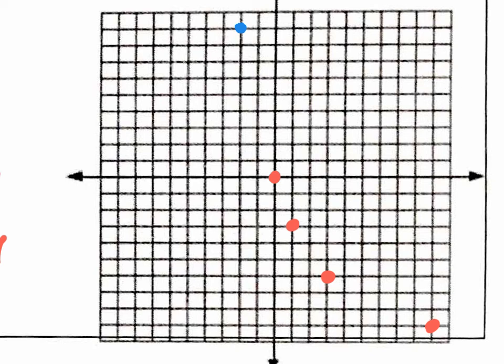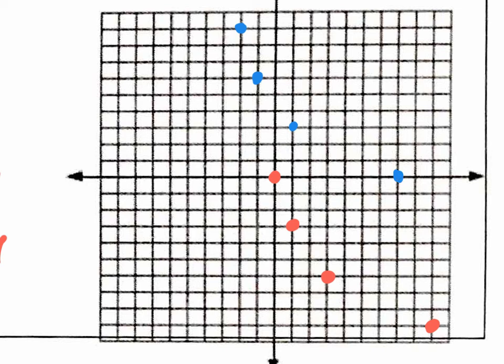If you move the next one 2 to the left and 9 up, you'll end up right there. If I take the next one 2 to the left and 9 up, 1, 2, 3, 4, 5, 6, 7, 8, 9, right there. Did I do that right? I hope I did. And the last one, 2 to the left, 9 up, is right there.